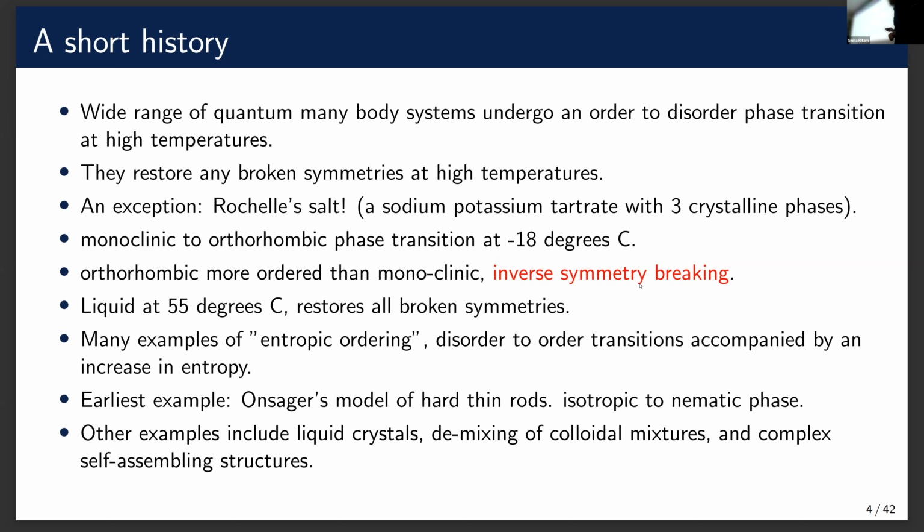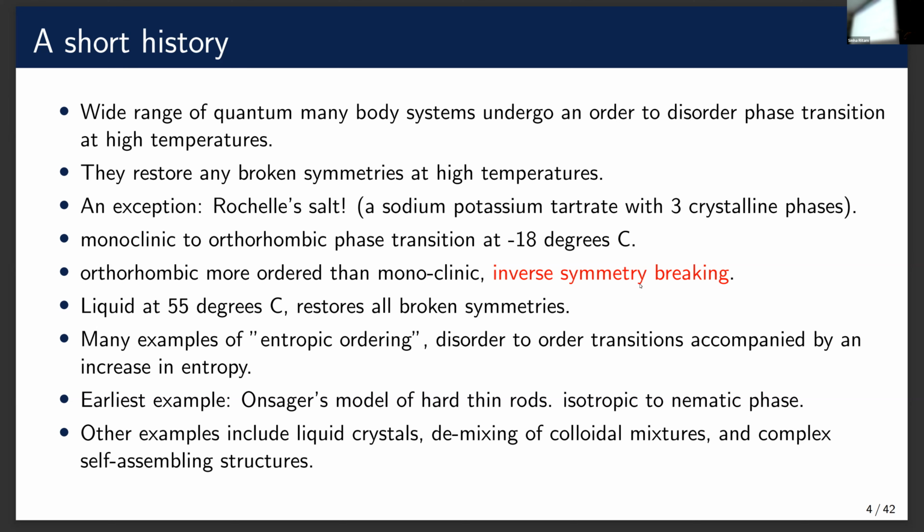And in fact, this is not the only example. There are many such examples, which I recently learned are known in the literature, and they go by the topic of entropic ordering, where there are disorder to order transitions in systems, which is accompanied by an increase in entropy. The earliest of such examples goes back to the 1940s or 50s in a paper of Onsager, who described a model of hard thin rods, which has an isotropic phase, which is more disordered, and it transitions to a nematic phase, which is ordered. And this is accompanied by an increase in entropy.